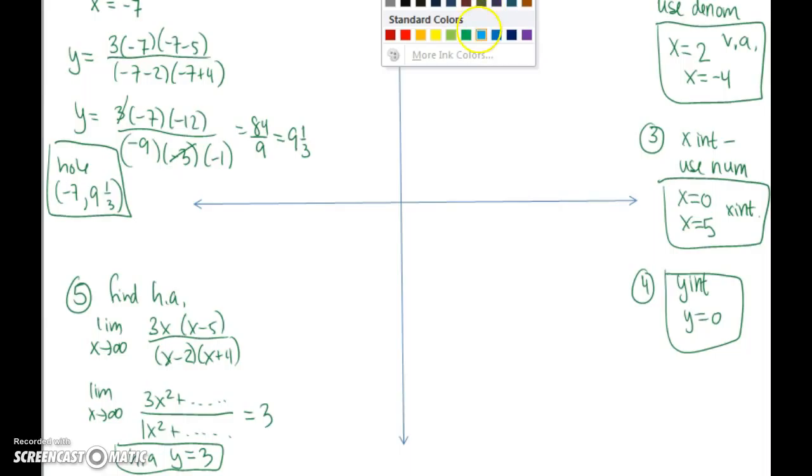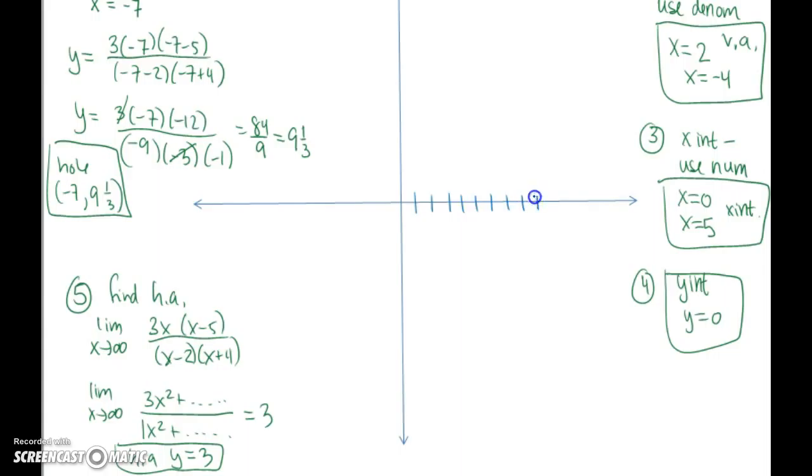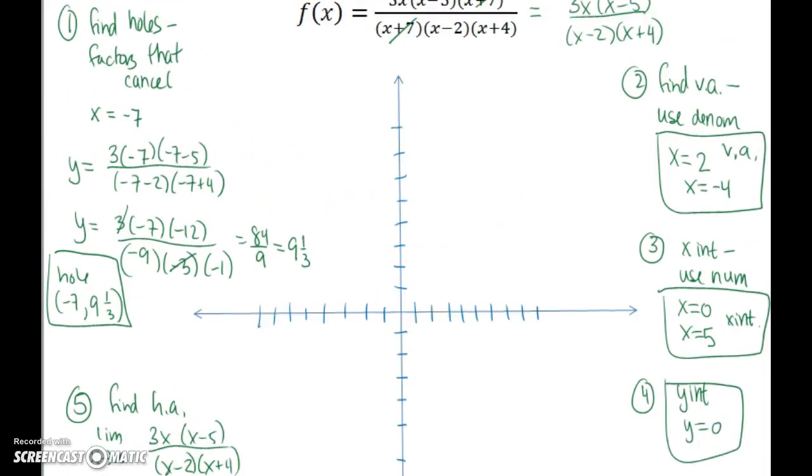All right, so let's take all of this information and put it together so that we can sketch a graph. We'll start with all the information that we've determined, and then from there sketch what our graph looks like. All right, so we have a hole at -7, 9 1/3. 9 1/3 is between 9 and 10, so somewhere around here we have a hole in our graph.